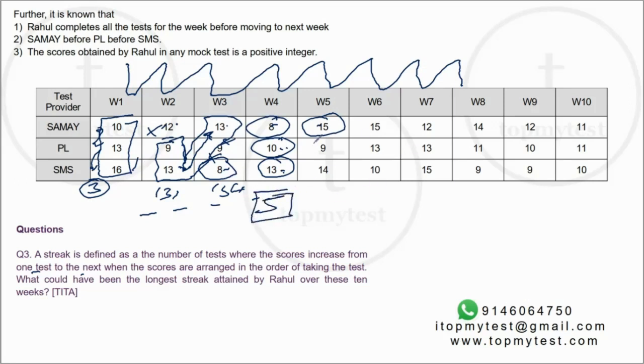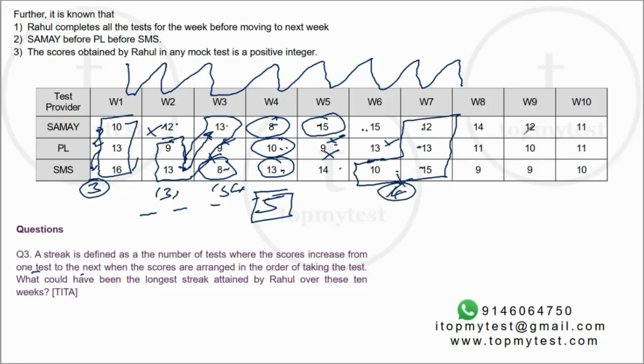Now let's see if we can improve on this. 15 to 9 is a drop. 9 to 14 is an increase, 14 to 15 is an increase, but 15 to 13 is a definite drop. So this is out. 15 to 13 is a drop, 13 to 10 is a drop. Now let's try this. 10 to 12 is an increase, 12 to 13 is an increase, 13 to 15 is an increase, but 15 to 14 is not an increase. So this streak is only 4. But we already have a 5, so we don't need to worry about it.